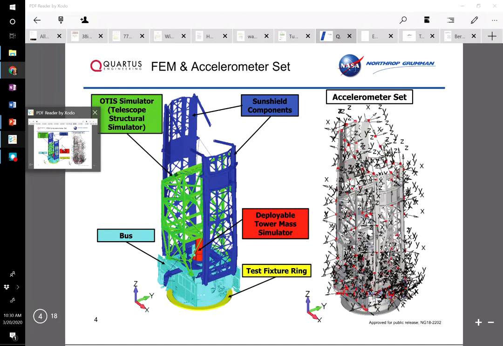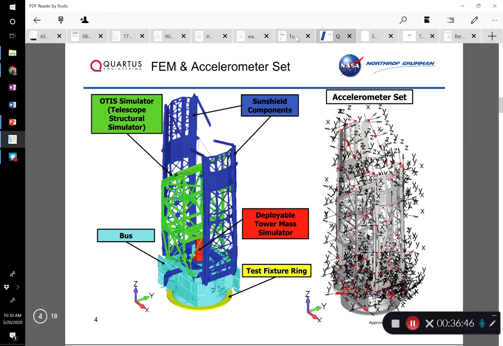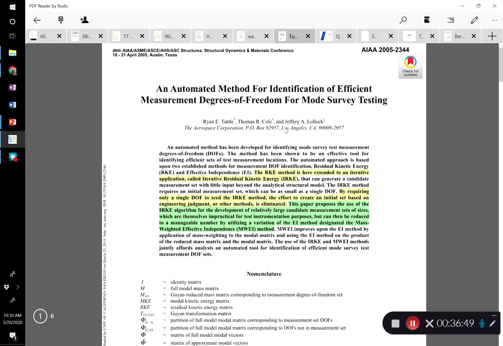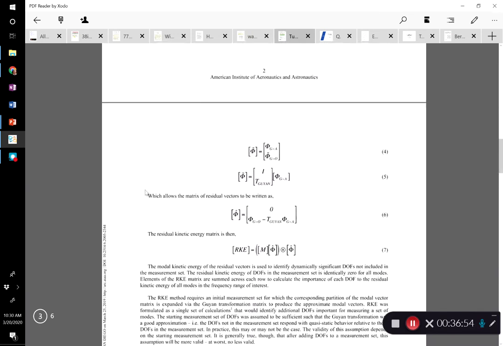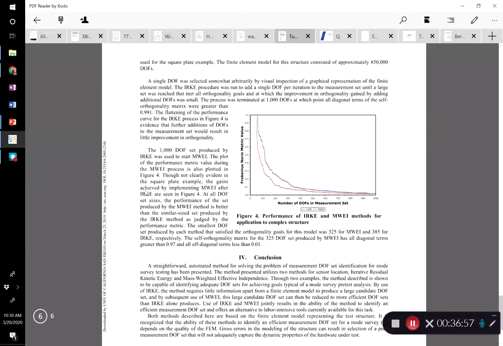Incidentally, ATA was using the iterative residual kinetic energy algorithm. If you go and look up the paper where they first presented the IRKE method, in the end they actually find that mass-weighted effective independence did a little better job than IRKE at reducing a sensor set down from a candidate set to an optimal set. It was usually just a little bit better, but they were similar.